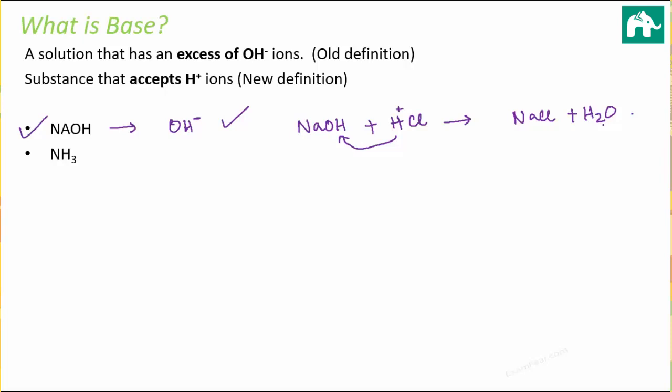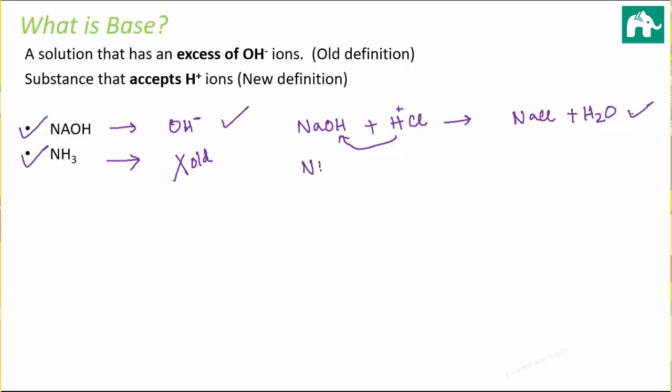So that means the new definition is also true. Now let us look at the second example, that is NH3, ammonia. Now this is a base, but if we look at the old definition, does it have OH minus ions? No. So the old definition is not true in this case. But as per the new definition, does NH3 accept hydrogen ions? Yes, it does. Let us look at this reaction.